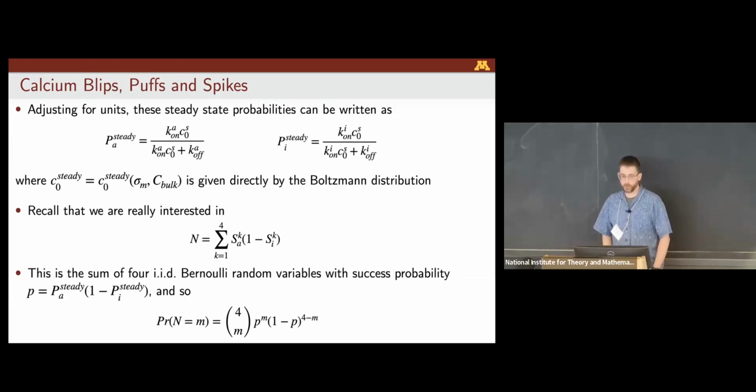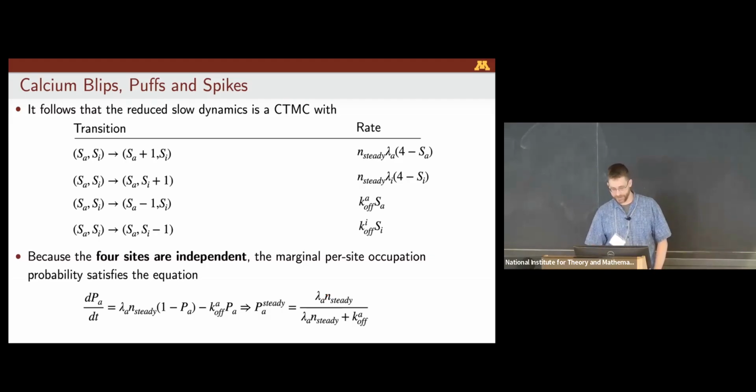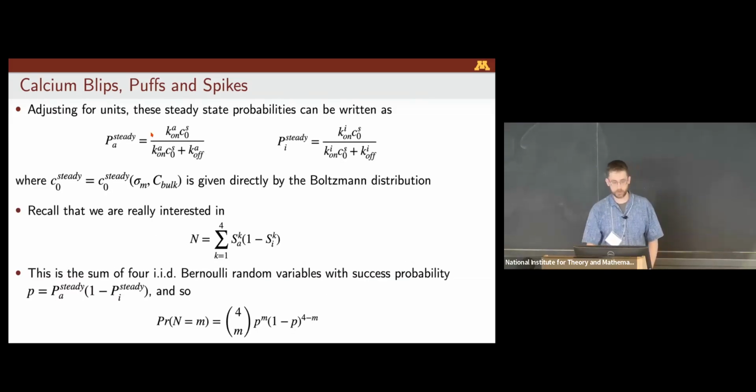I can do that for the activated and inactivated sites. If you notice, I have n here. You just have to adjust units a little bit. And you can actually write this in terms of C, where C is now a concentration that's related to this Boltzmann distribution.